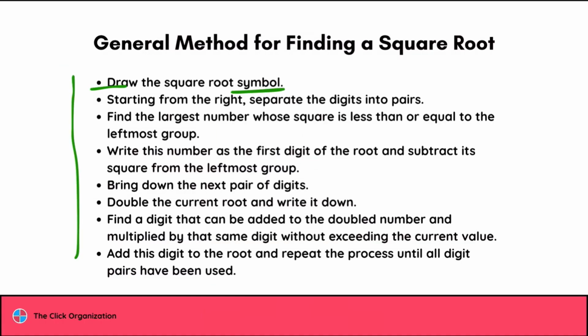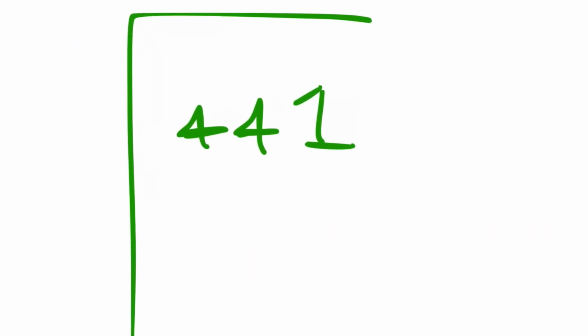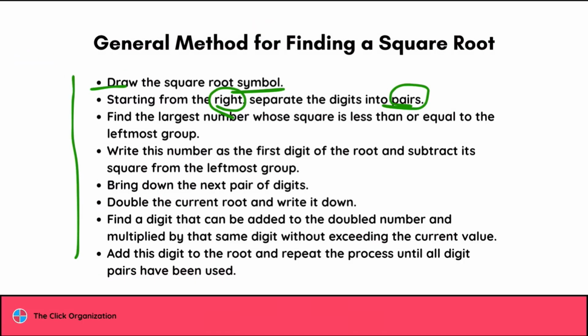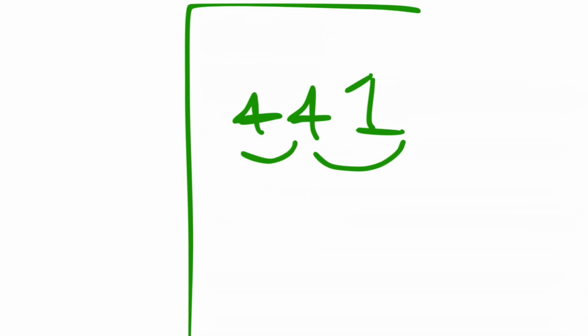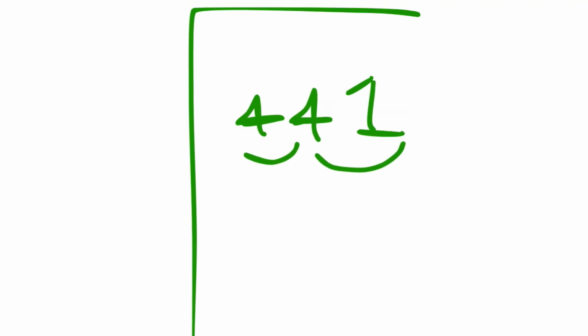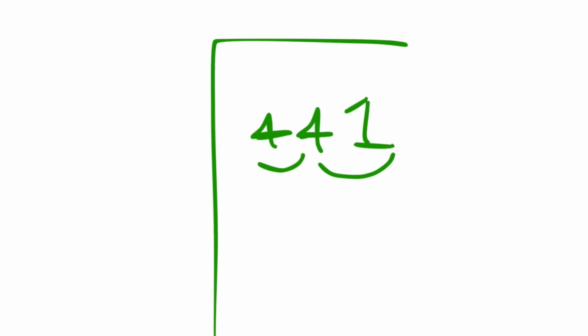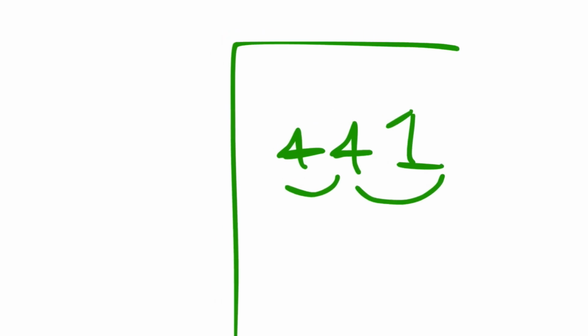Second of all, starting from the right, separate the digits into pairs. Okay, starting from the right, so into pairs, 4, 41. The next step, find the largest number whose square is less than or equal to the leftmost group. So my leftmost group is just one number, 4. So I need to find a number that when squared is less than or equal to 4. And that is 2, because when 2 is squared, it is equal to 4. So 2.